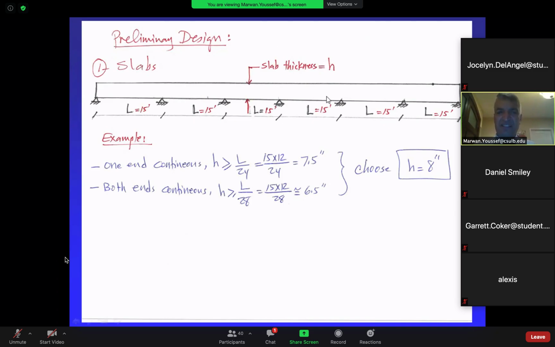So any question on this lab? And notice we call it preliminary design. This is something to start with. Things could change later, especially in beams and columns. So we always call them preliminary first.